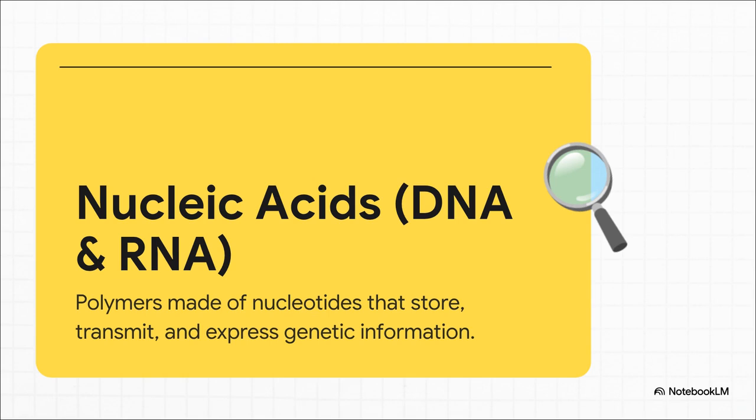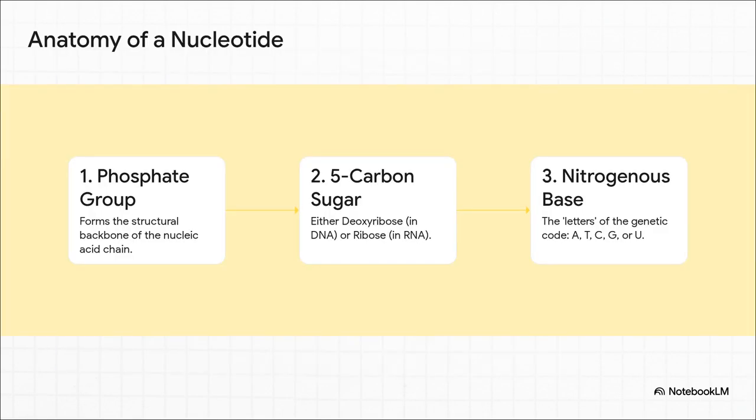Their entire job, their whole reason for existing, is to store, copy, and read the genetic information that tells the cell what to do. The monomer for a nucleic acid is called a nucleotide, and each one is just a simple three-part structure. You've got a phosphate, a sugar, and then one of 5 nitrogenous bases. It's the specific sequence of those bases, the A's, T's, C's, and G's, that spell out the actual genetic code.